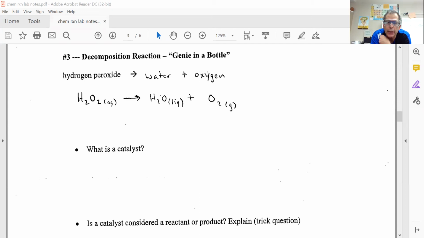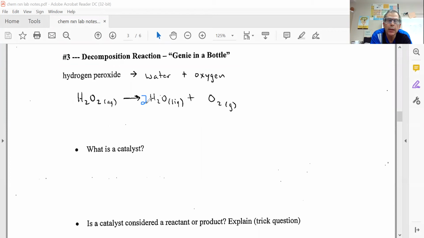However, if we did a glowing splint test, a glowing splint would relight on fire, showing that we do have oxygen present here. So let's make sure this equation is balanced. Hydrogen peroxide is H2O2, and water is H2O, and oxygen is diatomic, so it travels in pairs. I don't think I'm balanced here. I got two oxygens here, and I got one here. So I've got three oxygens and I only have two oxygens here. So I'm going to double this.